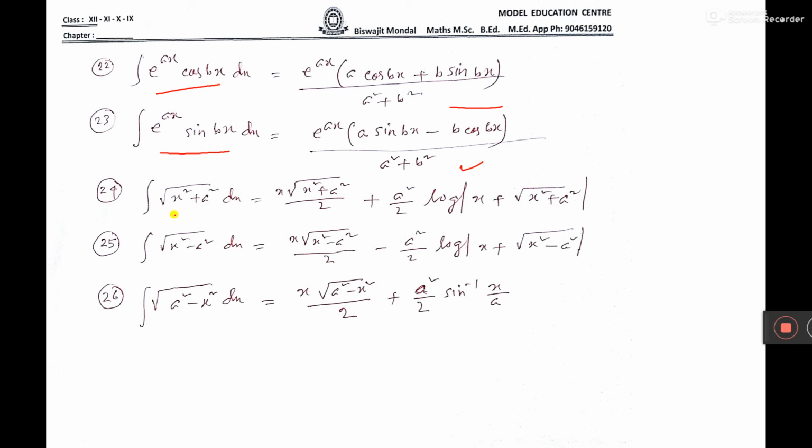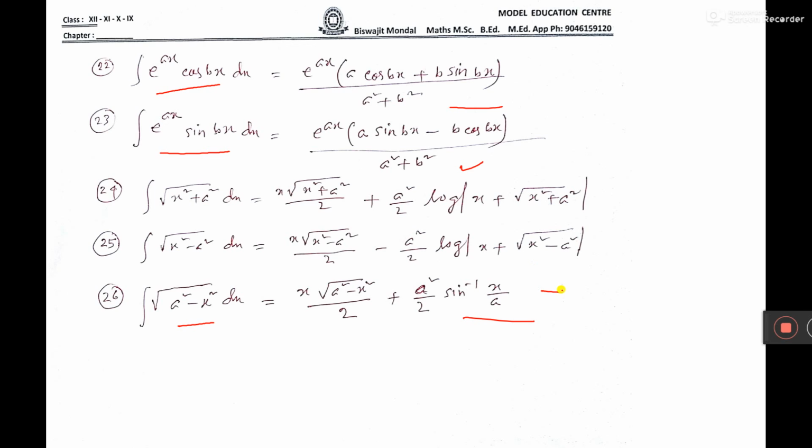And integration of root over of x square plus a square dx is equal to x into root over of x square plus a square by 2 plus a square by 2 log x plus root over of x square plus a square. And integration of root over of x square minus a square dx is equal to x into root over of x square minus a square by 2 minus a square by 2 log x plus root over of x square minus a square. Now integration of root over of a square minus x square dx is equal to x into root over of a square minus x square by 2 plus a square by 2 sin inverse x by a.